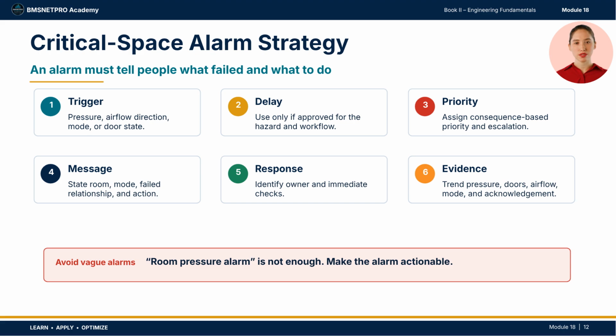Delays can reduce nuisance alarms, but only when the delay is approved for the hazard and workflow. Alarm priority should reflect consequence, not just the point type. The goal is not more alarms. The goal is actionable alarms that help the right person respond at the right time using the right evidence.